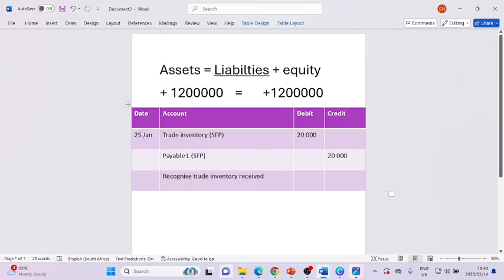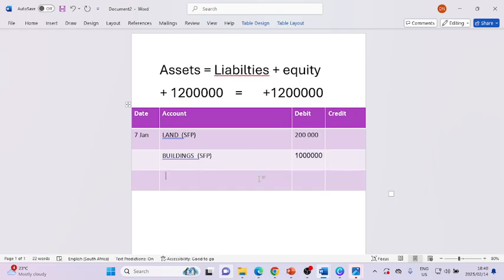The date was, I think, the 7th. I hope it was the 7th. And then we are looking at land and buildings. You could have written it separately and said land, statements of financial position. The amount of the land was, I think, 200. And then you had your buildings as well, which was 1 million. And then after that you had your share capital.